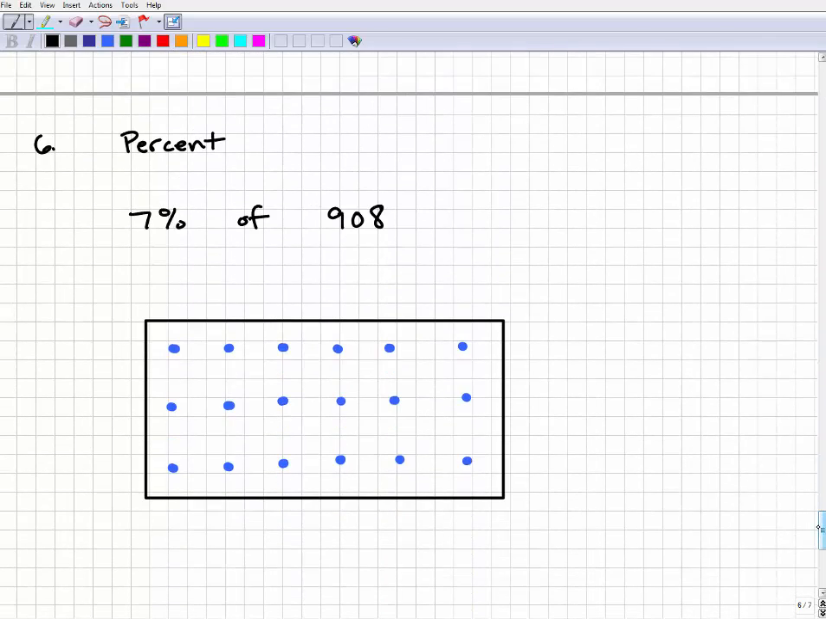I want to talk about percent, because I think this is a key area that all adults should know about. Percent, just basic stuff. I'm not even going to get into really advanced percent problems. Okay, so 7% of 908. All you need to do is change the percent to a decimal. That's 0.07, and we're going to multiply it by the number 908. That's it. When we do that, we'll get our answer.